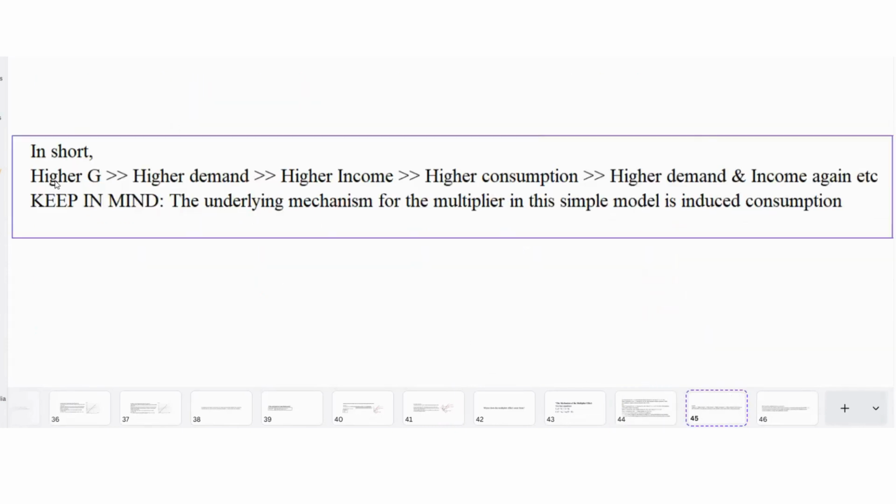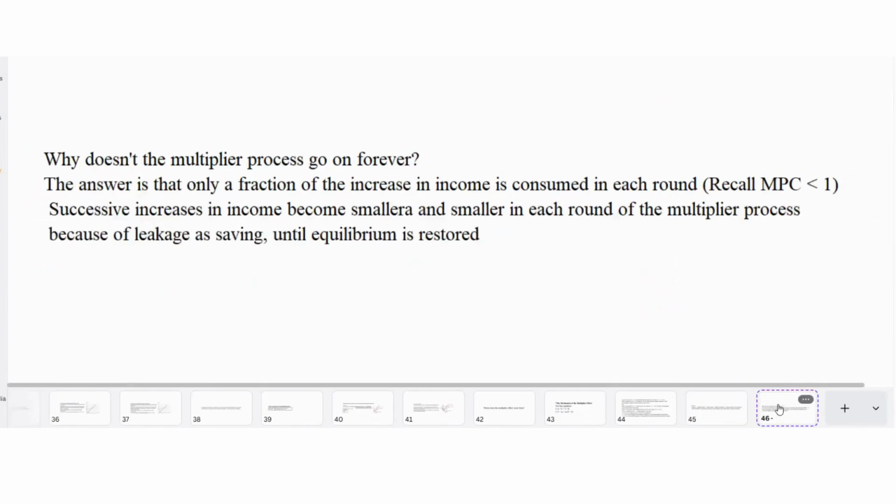In short, higher G means higher demand, which means higher income, because of our short-term assumption that output is demand determined: any changes in demand result in one-for-one changes in output. Higher output and income mean higher consumption, because consumption is a function of income. And because consumption is a component of demand, it means higher demand and income again. So keep in mind that the underlying mechanism for the multiplier in the simple model is induced consumption. This is where the indirect effects of the shock start.